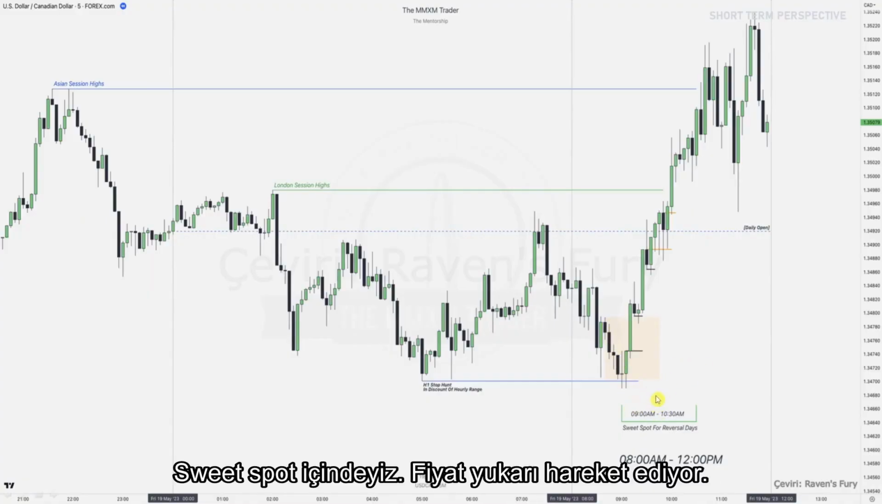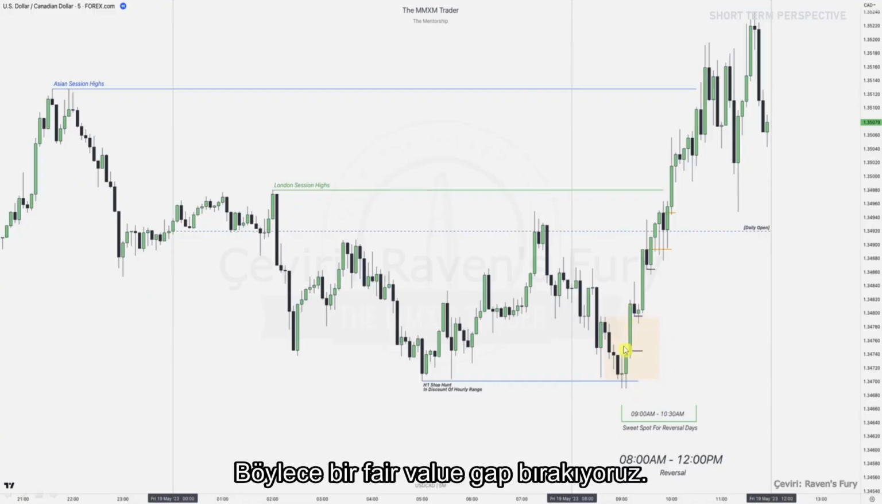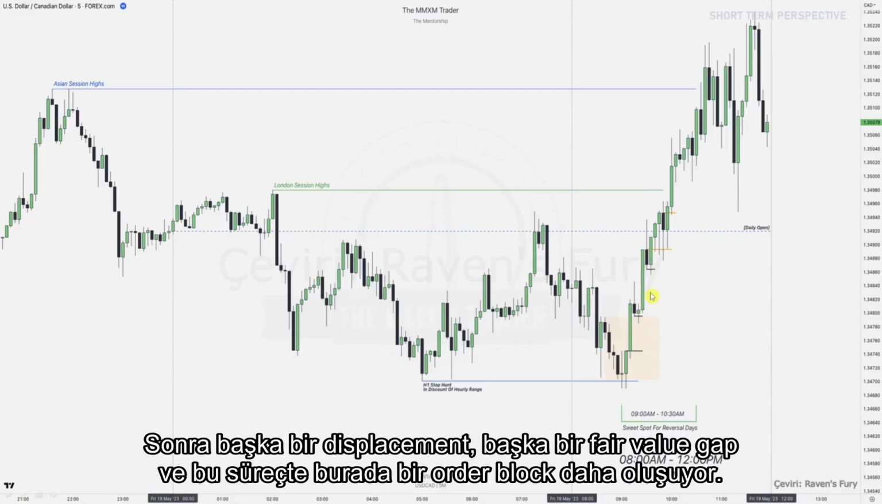We're inside the sweet spot. We displace up higher, so we're leaving behind a fair value gap. That's entry number one, right? Then another displacement, another fair value gap, and in the process, we're creating an order block here too.